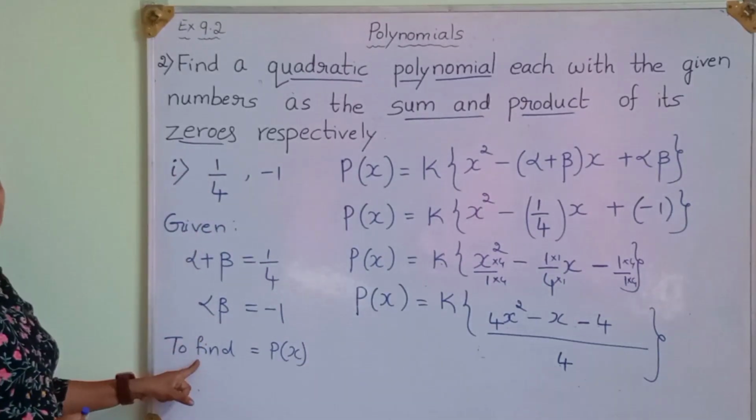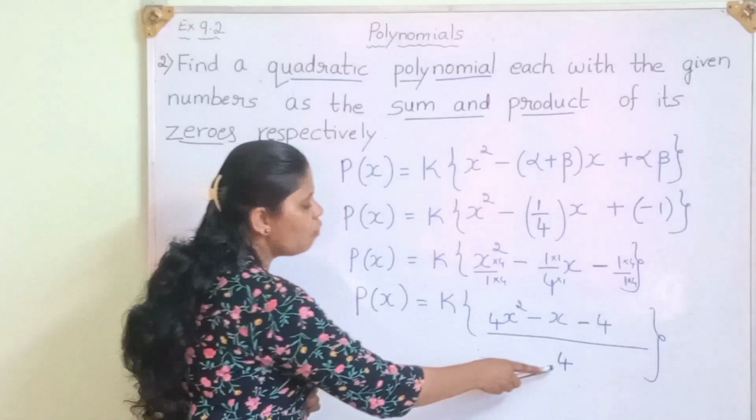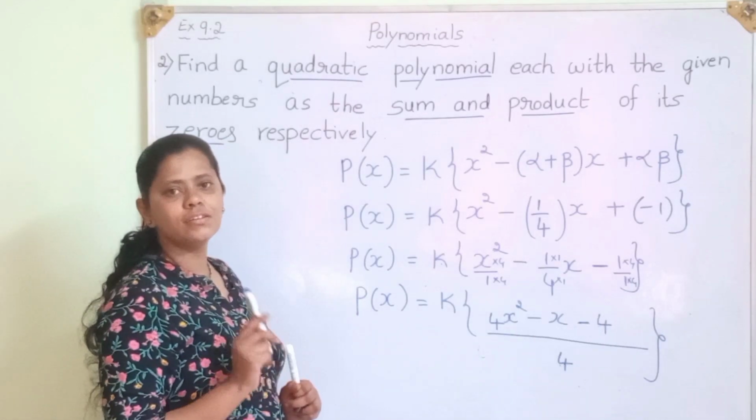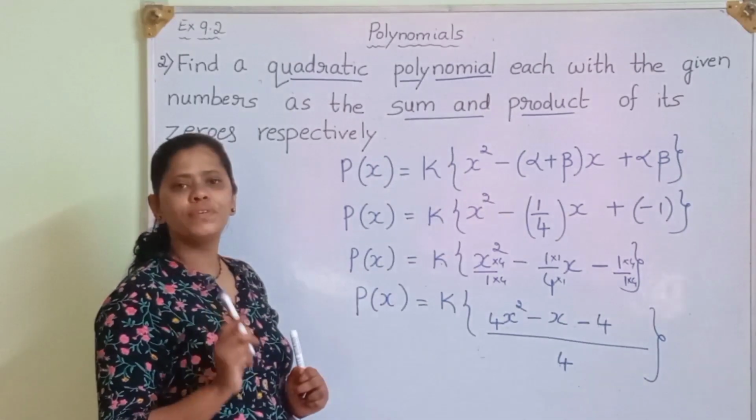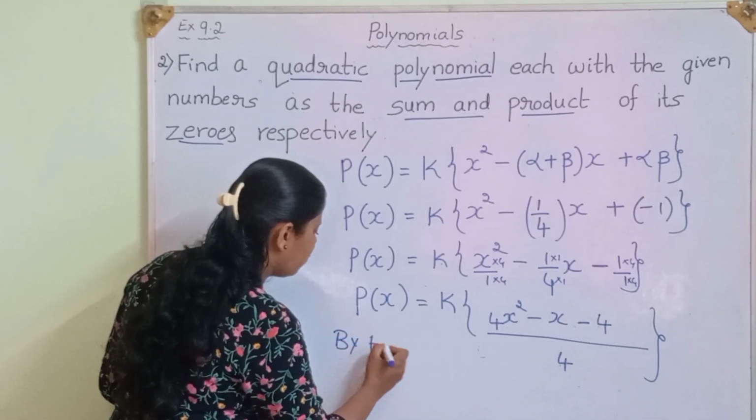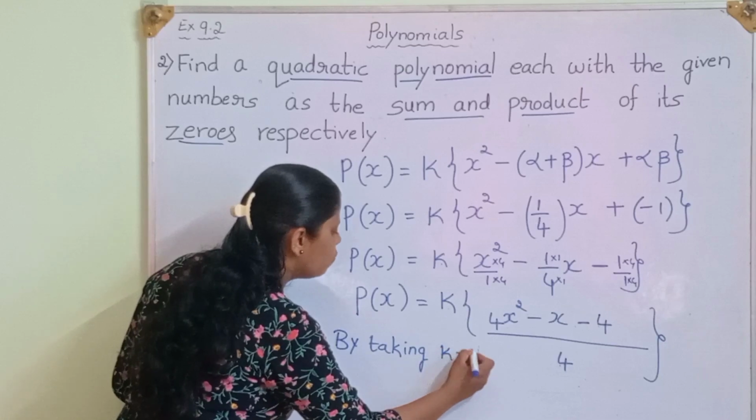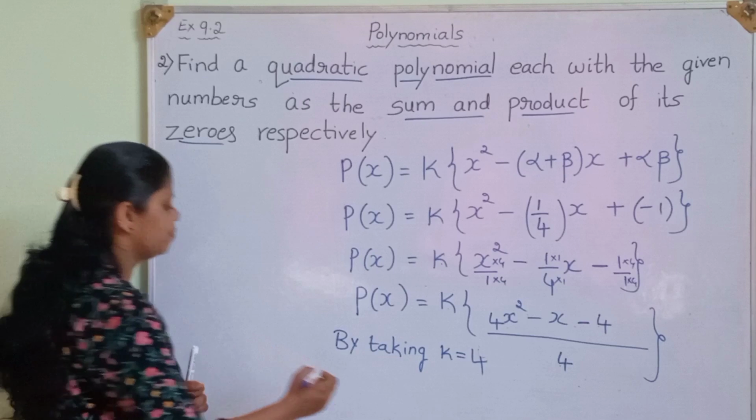Now let me rub this one. Now look at this. 4 is in the denominator. I want to cancel this. So what can I do? I can take the value of k as 4. Okay. By taking k is equal to 4. If I take k is equal to 4, what happens?